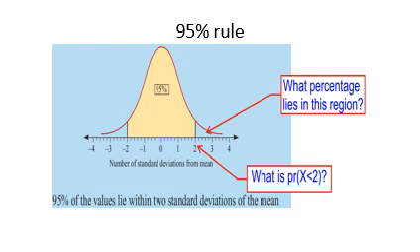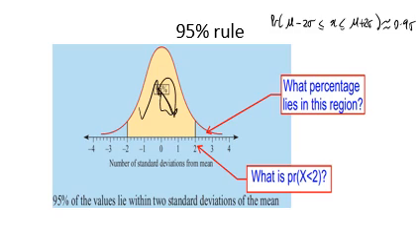So this one is our very familiar 95% rule. So probability mean minus 2 standard deviations less than or equal to x less than or equal to the mean plus 2 standard deviations approximately equal to 0.95. So this is our so-called 95% rule. So we're saying that 95% of the values are going to be between or within 2 standard deviations of the mean. Okay. Question here says what percentage lies in this region.